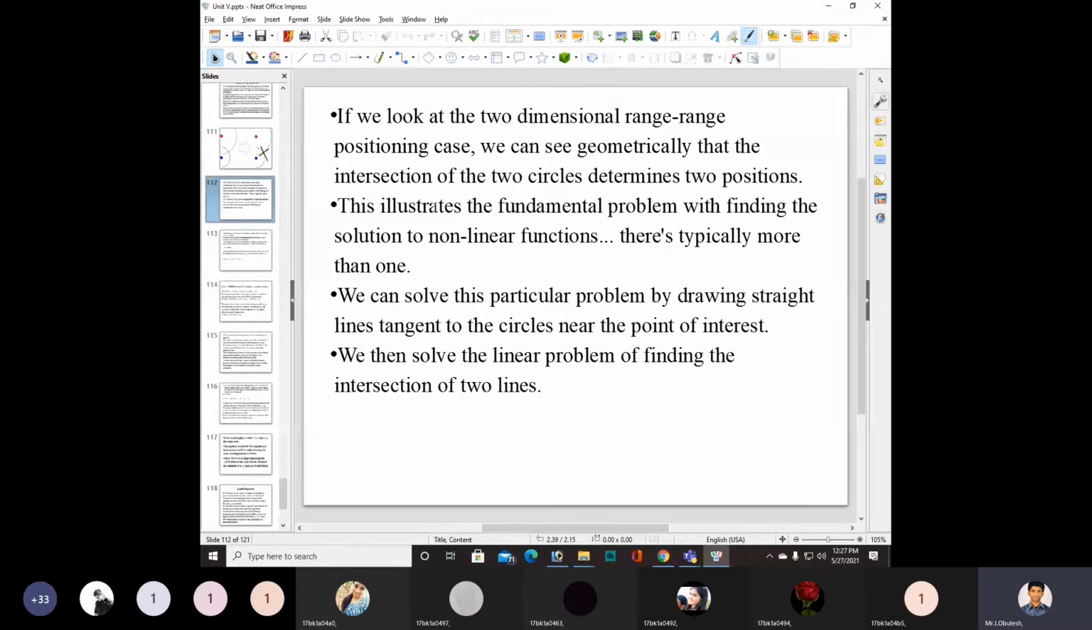The two circles illustrate the fundamental problem with finding solutions to non-linear functions. There is typically more than one.